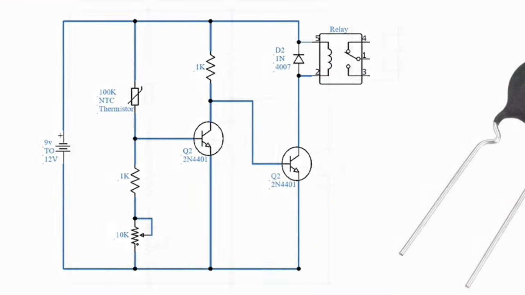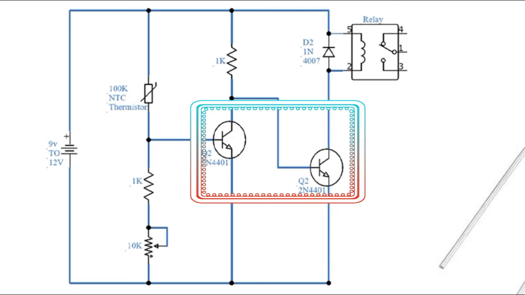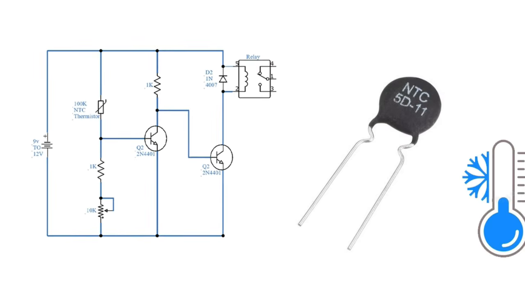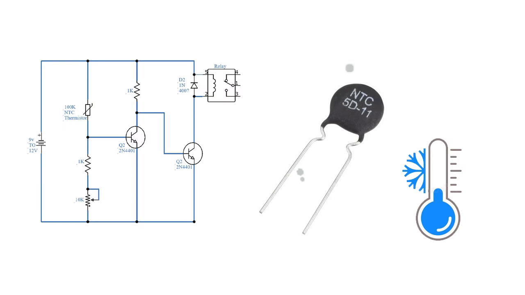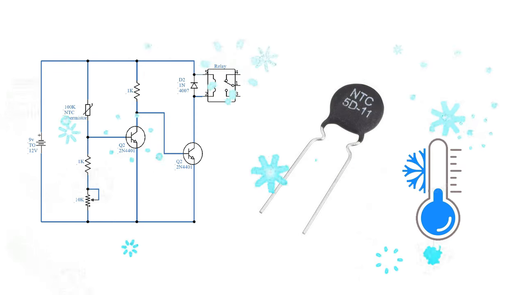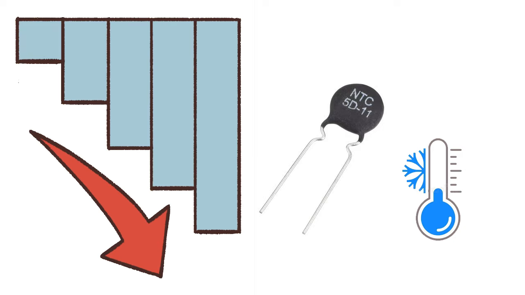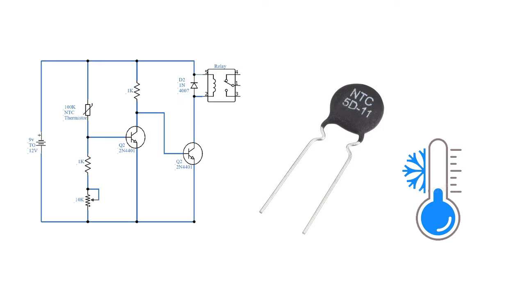You see another circuit designed with 2 transistors that is a cold sensor switch using an NTC thermistor. This circuit is very sensitive and can easily be used to sense cold or low temperature. It can activate any device connected with the relay at your desired low temperature. The temperature sensing is done by an NTC thermistor. When temperature increases, its resistance decreases, and at low temperature, its resistance is increased.